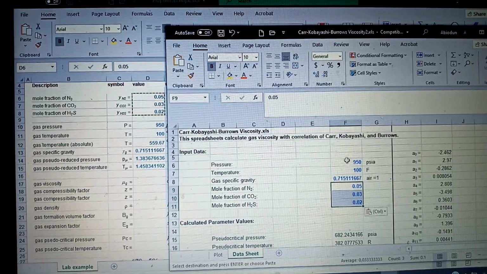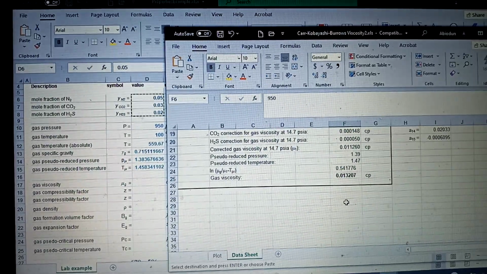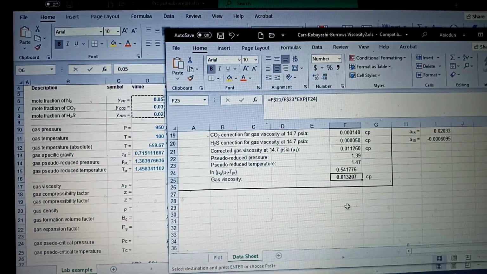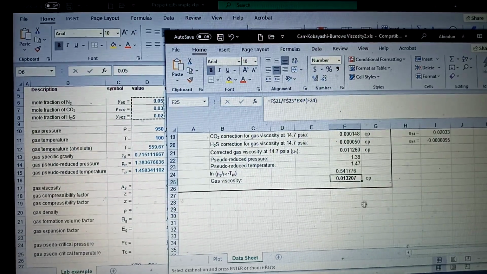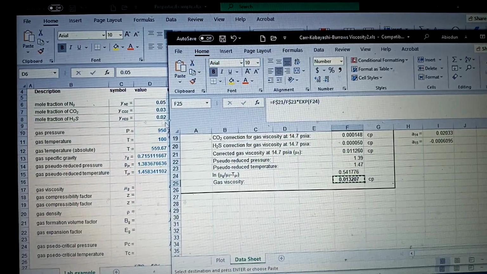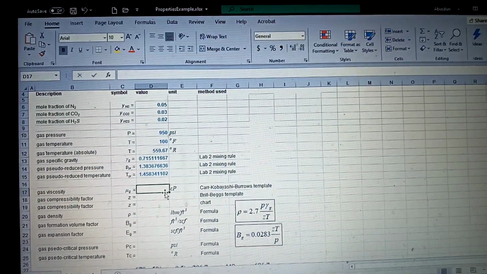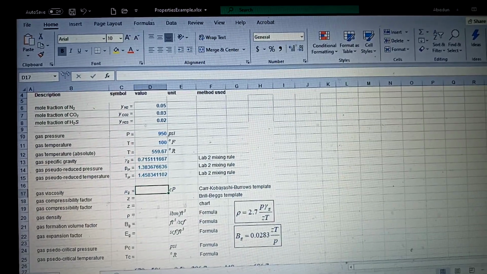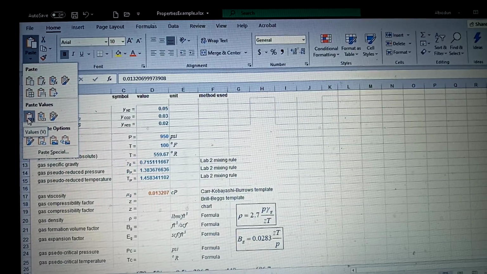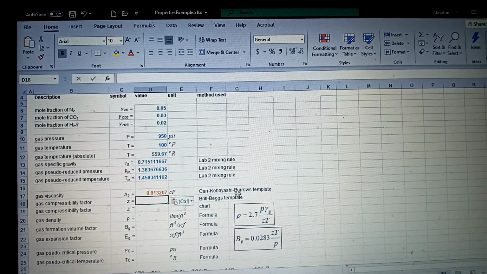Okay. So once you have the 6 parameters, go to the bottom, that's your viscosity. Remember also it's a formula. So when you copy, you come back to your spreadsheet. Here you have to paste value. Open, paste value. The next one is Brill-Beggs.